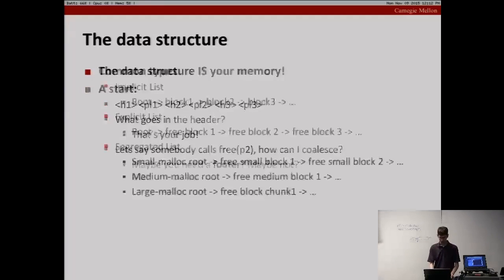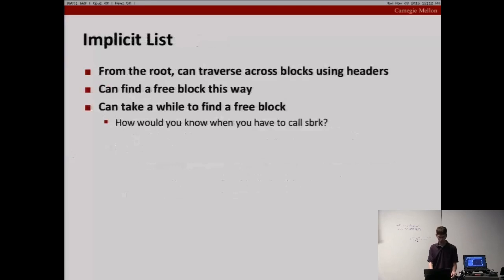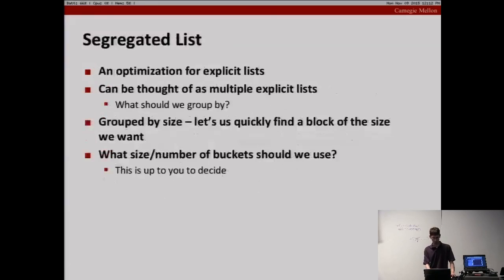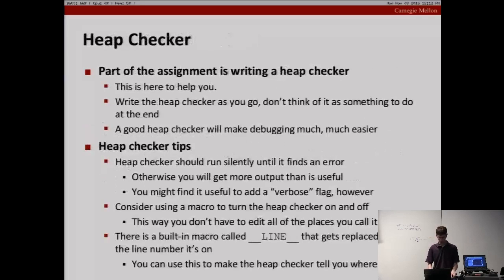I'd recommend starting with simpler things. We've divided it into three categories: implicit lists, explicit lists, segregated lists. I recommend starting with the simpler ones and then iterating up to the bigger ones. If you just try to go to the best one immediately, you'll probably make a big mess of everything. If you factor it well, upgrading from one to the next is not hard. Implicit lists and explicit lists are all in the book. I want to get to a quick demo, so I'll skip through those.